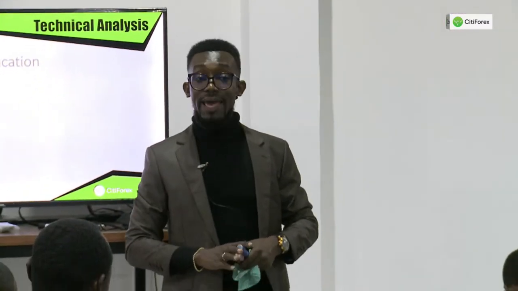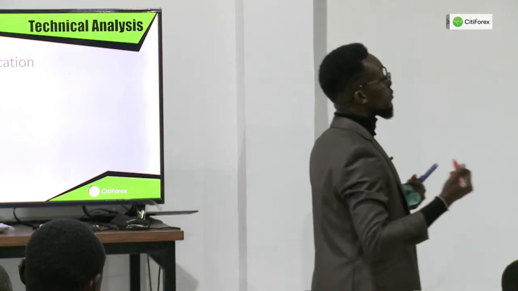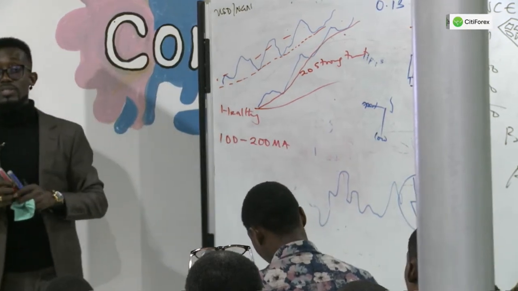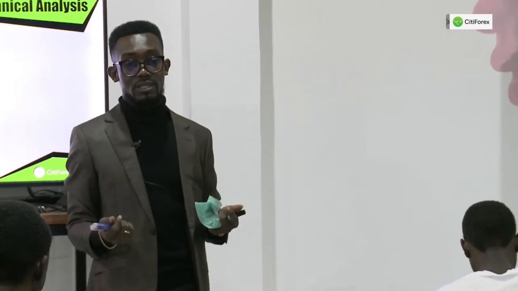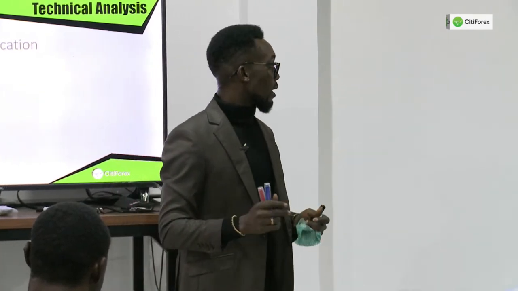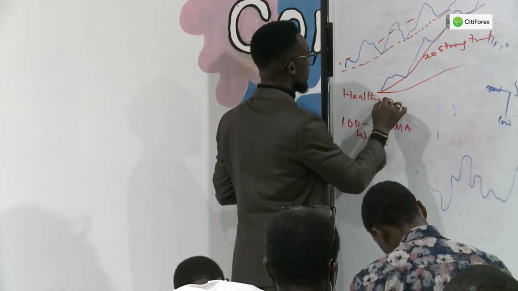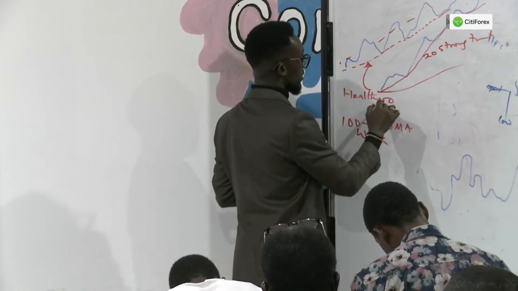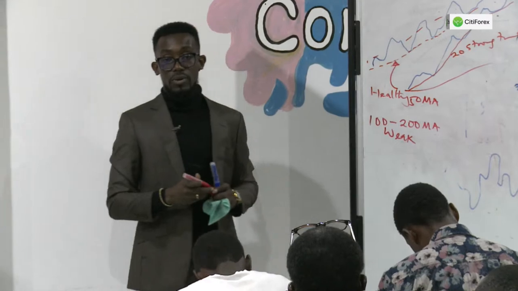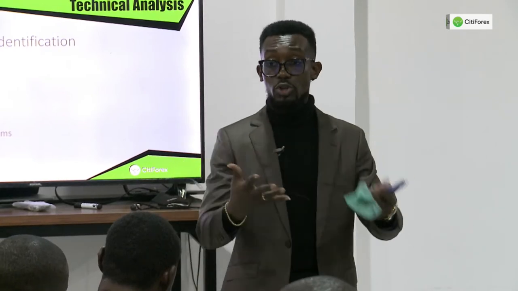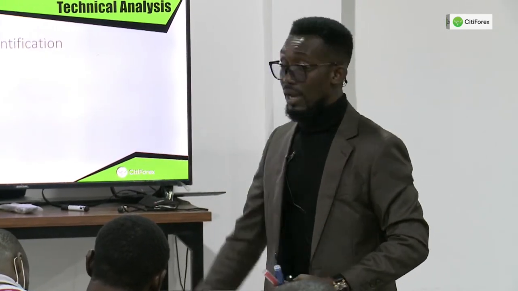Yes, no, healthy. Now, the weak trend will usually follow the 100 to 200 moving average. So you will see that it's tilted upwards, but it's not respecting 50. It will be going deeper than 50. So this one is a weak trend. Healthy is 50, which is this one. This is healthy, 50 EMA. All right? Now, you can see that these moving averages can show you the trend, is it not? Because that's what I'm supposed to show you, how to identify a trend.